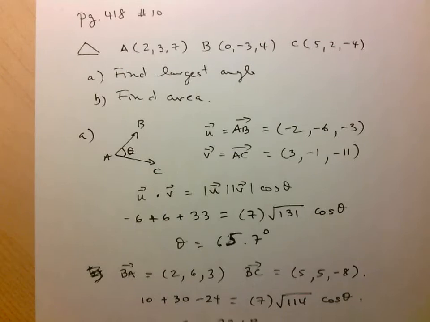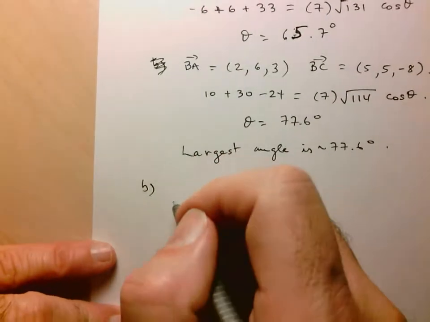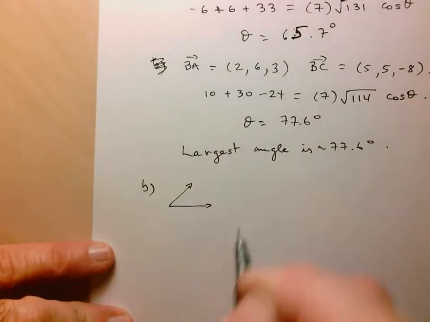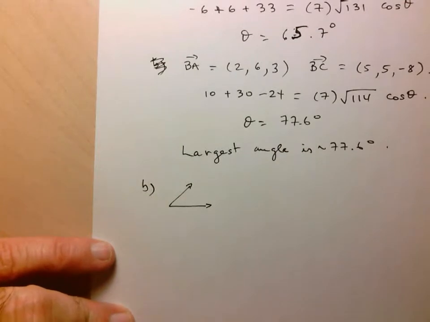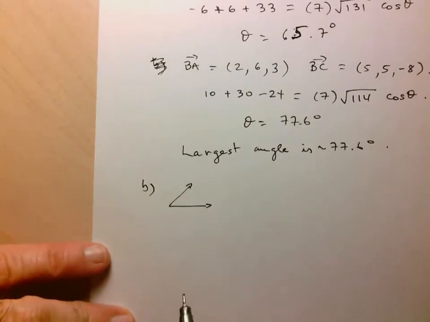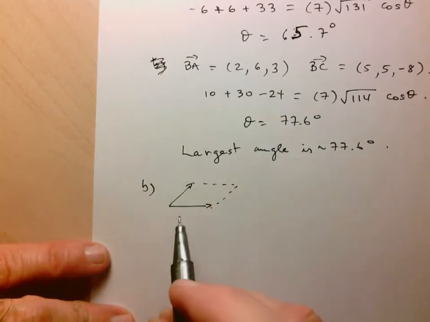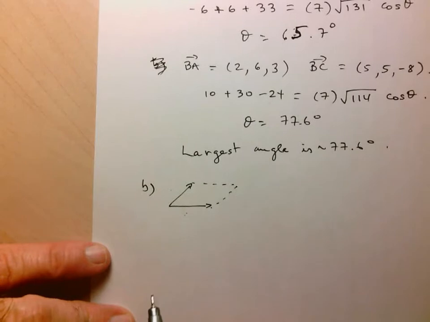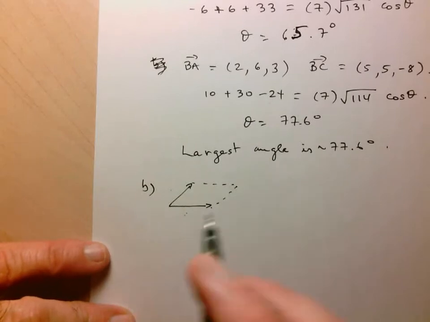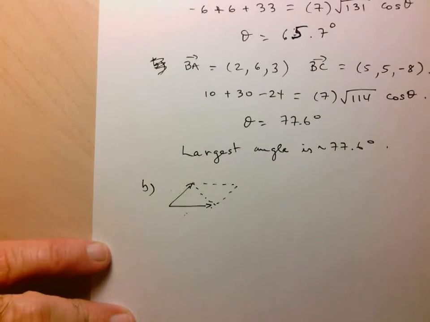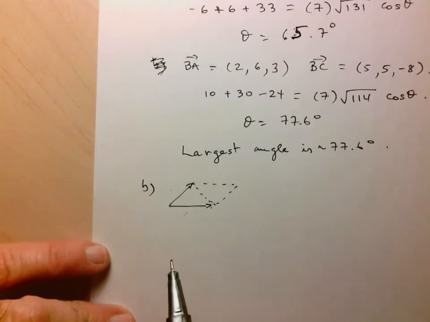Okay, now let's recall that we have another one of our operations that gives us the area of a parallelogram. So what gives us the area of the parallelogram? Well, it's just the magnitude of the cross product between the two vectors that define the parallelogram, and so the area of the triangle is just going to be half the area of the parallelogram, so half the magnitude of the cross product.